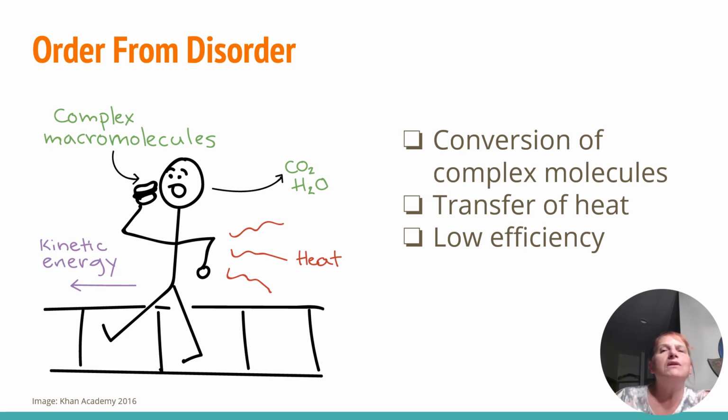So the high degree of organization of living beings is supported by the constant input of energy and is offset by an increase in the entropy of the being's surroundings. So we have our complex molecules. We have kinetic energy, we have carbon dioxide, we have water, we have heat, we have everything we need there.